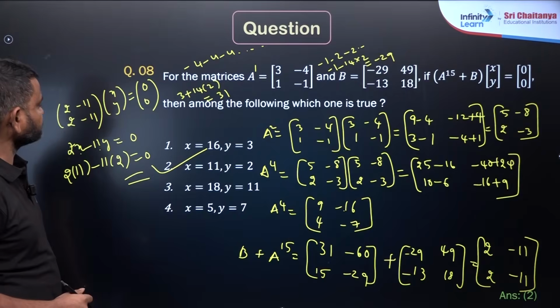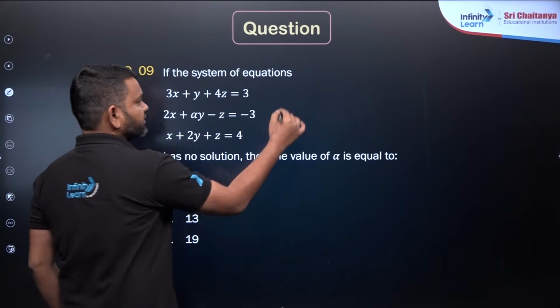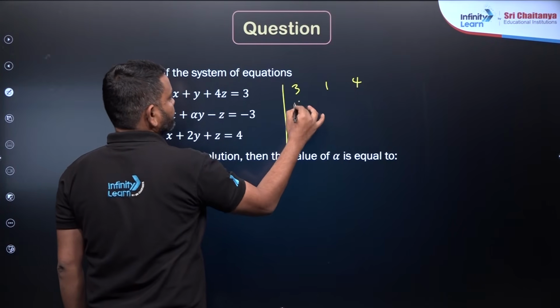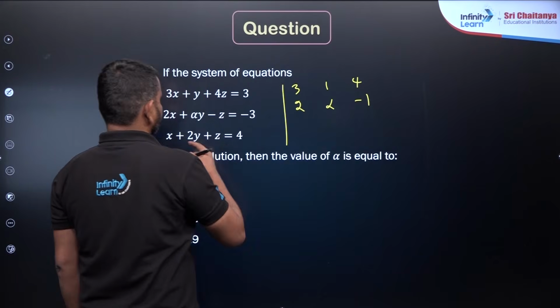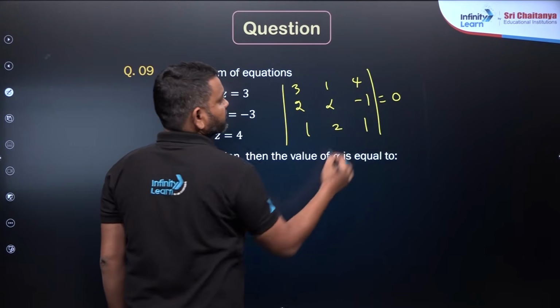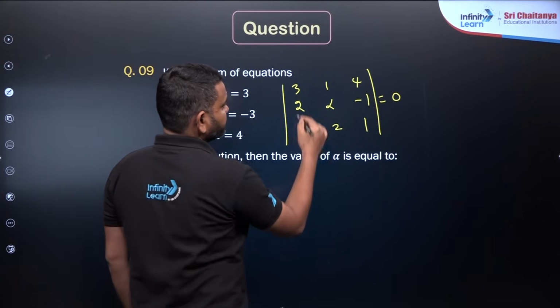Next we have system of equations, no solution. So determinant you try to find out. We have 3, 1, 4, you have 2, alpha, minus 1, you have 1, 2, 1, that is equal to 0. What I am supposed to find? Alpha itself. So solve the determinant, you will get your answer.